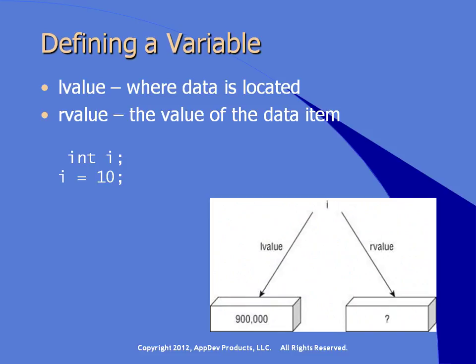Now if we put in a second line of code and actually do an assignment into the variable, I equals 10, what you really are doing is changing the R value from some unspecified unknown value to 10, and that value is going to be located at 900,000, which is the L value for that particular variable.